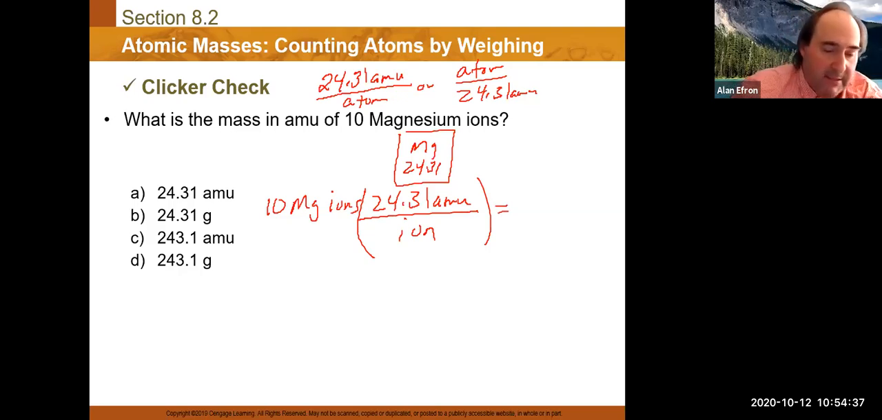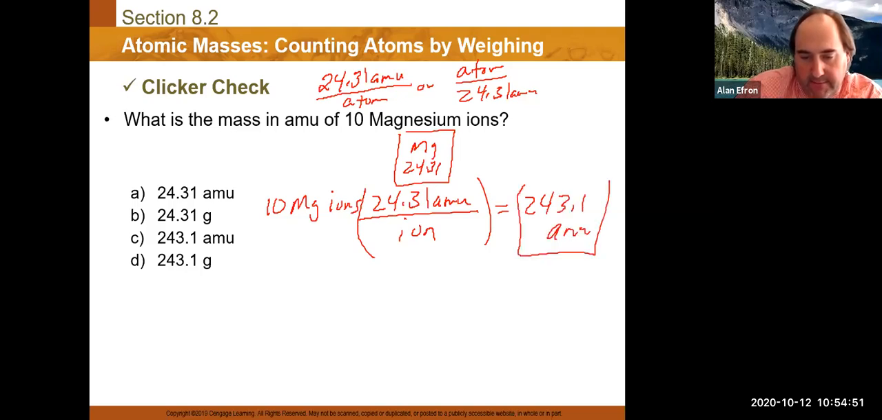Remember that most of the mass of the atom is pretty much protons and neutrons, so it's the same thing really as an atom. And that will give us 24.31 AMU in this particular case. Looks like C is a winner in that particular one there. Question on that there?